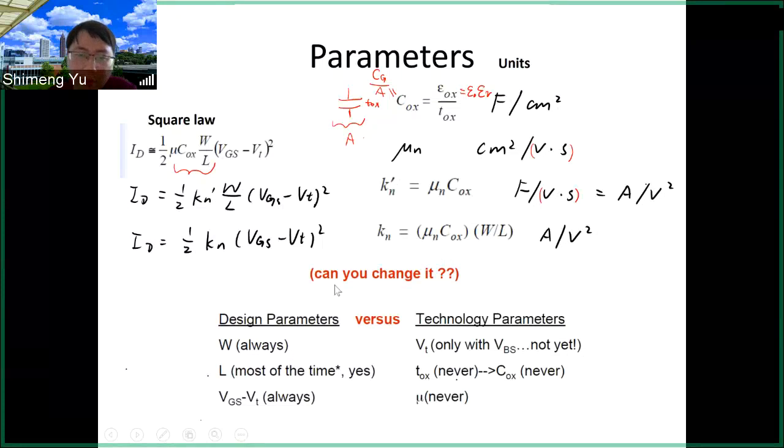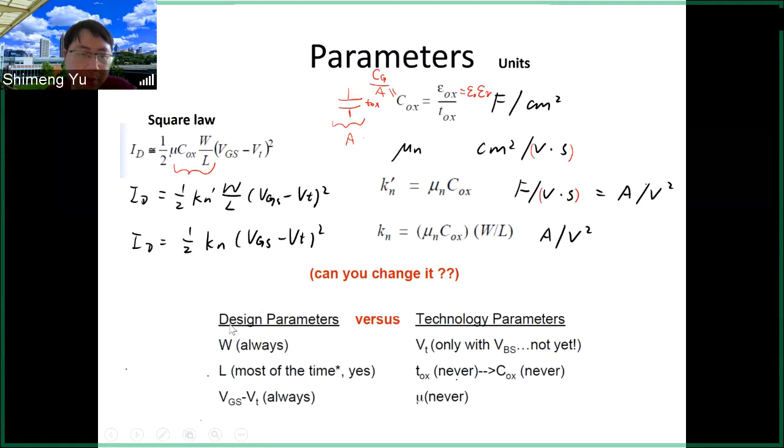And then the next question is, can you change it? Can you change those parameters? Then this question depends on your role here. So those parameters can be divided into the design parameters and the technology parameters. So here design parameter means the circuit design. So that means if you are a circuit designer, for example, if you work for Apple, you work for NVIDIA, those are the design companies. They don't really fabricate the chip. You only design the circuit.